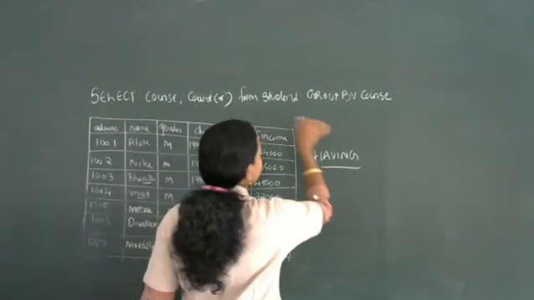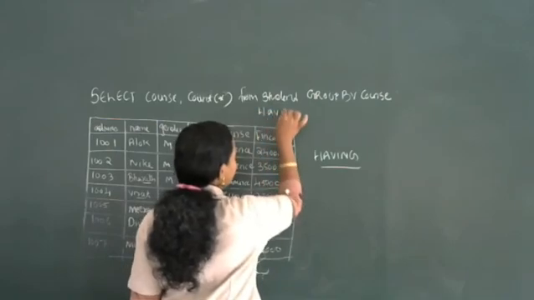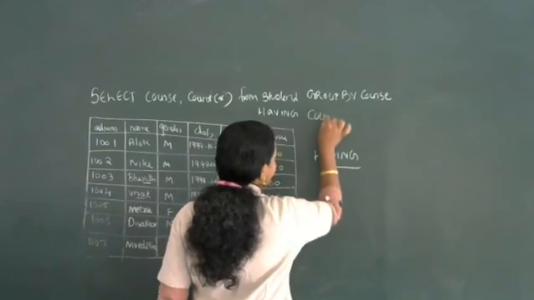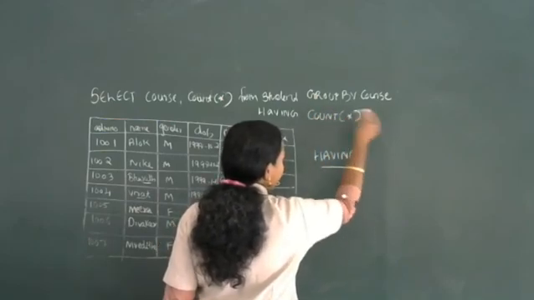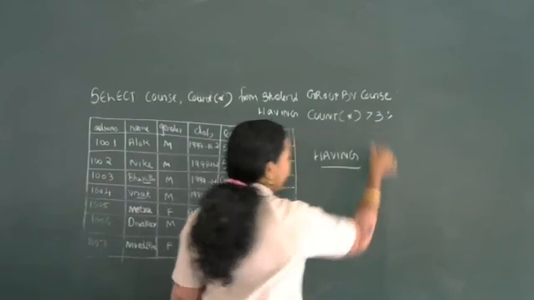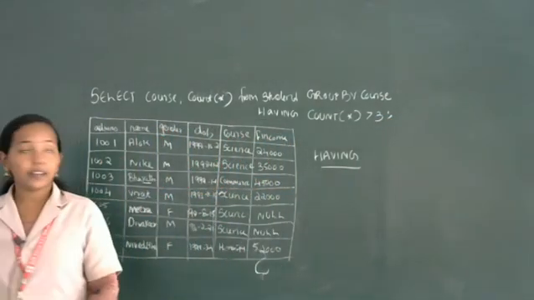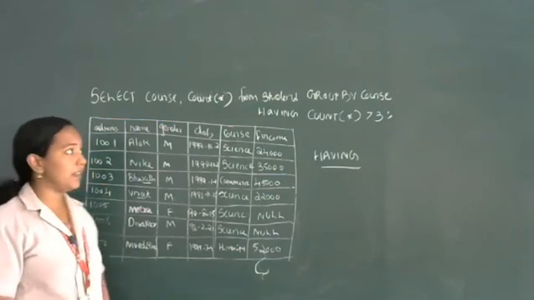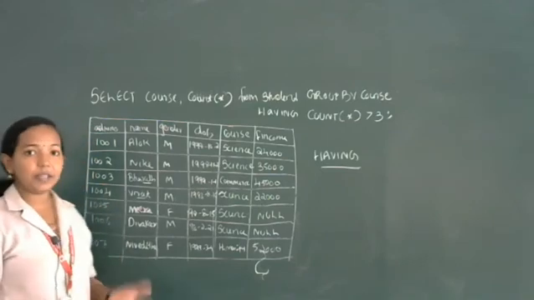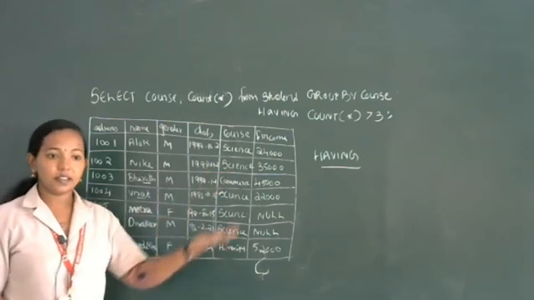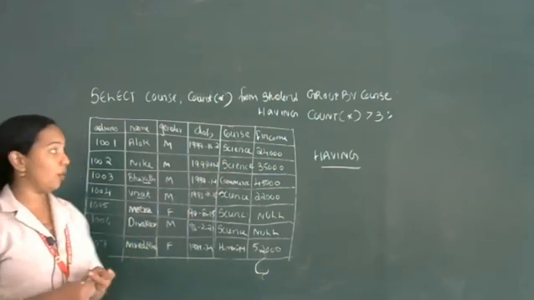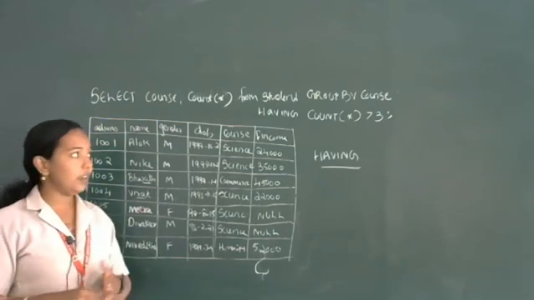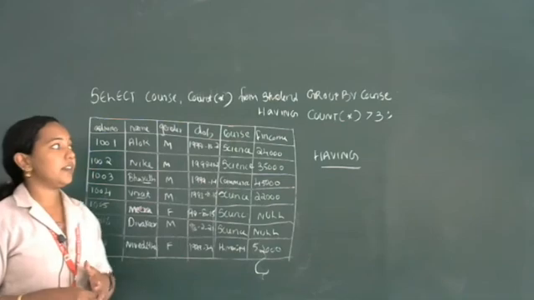Then having count star greater than 3. Only for science is the number of tuples greater than 3. So what will be the result? Science, then count star 7. Oh, not here, it is 5. I think it is clear. Having count star greater than 3.